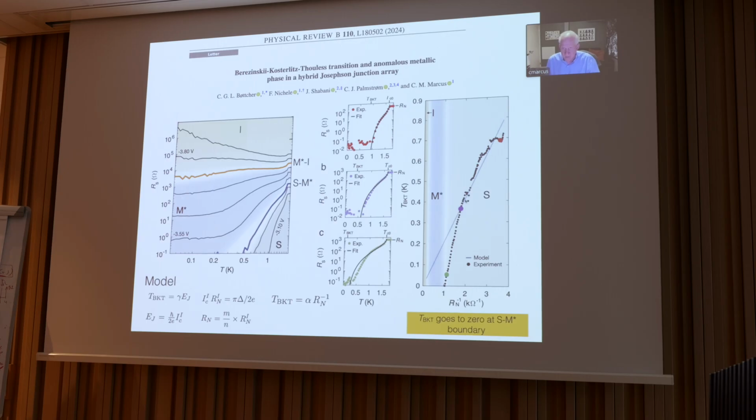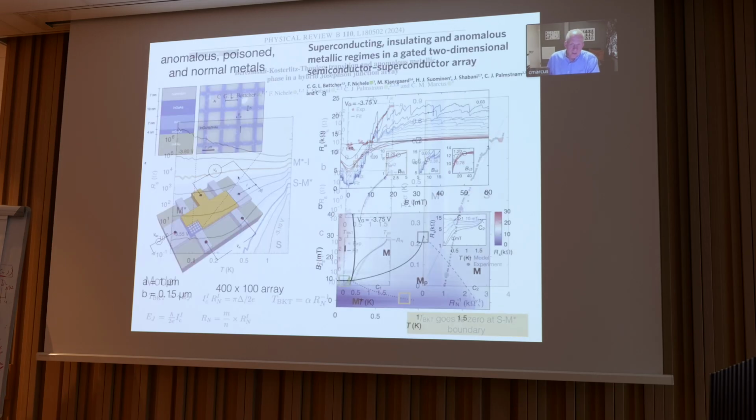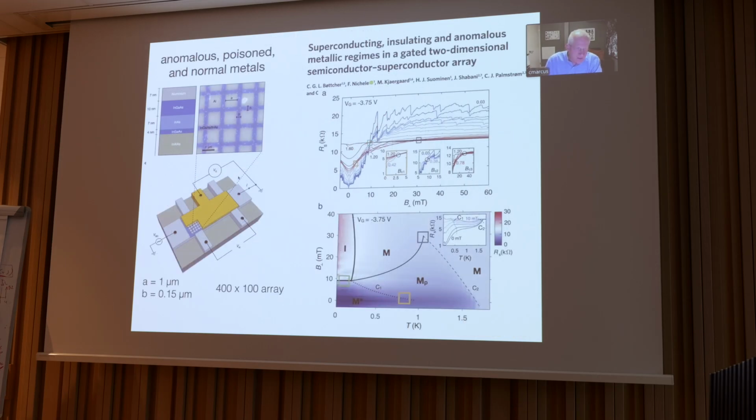And here's a plot of these Kosterlitz-Thouless temperatures extracted from these fits, going to zero not at the traditional superconductor-insulator transition separatrix, but at the blue superconductor-anomalous metal separatrix, which is an order of magnitude different in room temperature normal state resistivity, and several orders of magnitude different in resistivity at low temperature. There are a lot more phases in this system, and we have only begun to explore them.